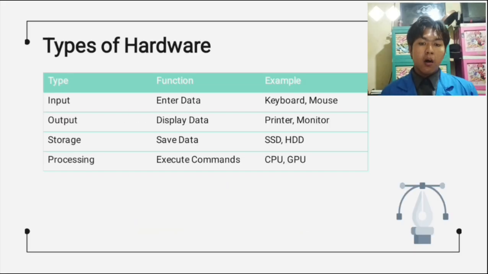Okay, next. On this slide, you can see examples of some common hardware components. The keyboard is used for typing and entering commands. The printer produces physical copies of documents. The SSD or solid-state drive is a modern storage device that holds data faster than traditional hard drives. And the CPU, as I mentioned earlier, processes every single instruction. Together, these devices form a complete and functional hardware system.